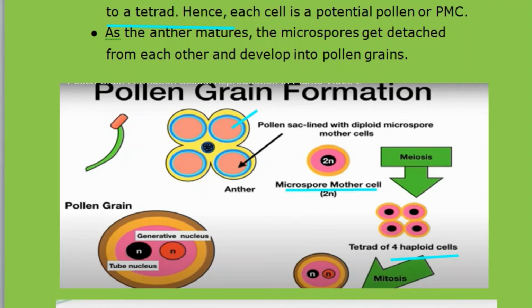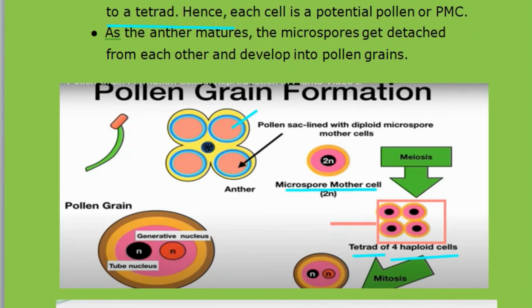At the initial stage, these four haploid cells are together in one particular structure. This structure is known as pollen tetrad. It is written here, no need to write again. This is known as pollen tetrad.